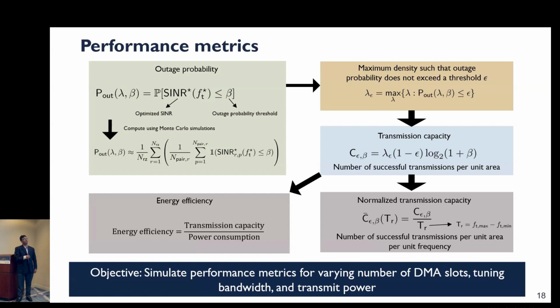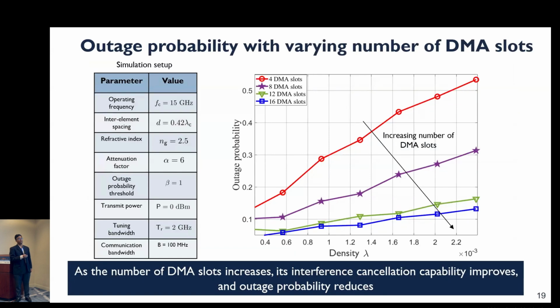Let's look at the simulation of outage probability with respect to number of DMA slots. So in this figure, on the x-axis we are varying the density lambda, which is the density of the TX-RX pairs expressed in the network, and on the y-axis we have the outage probability. So as we increase the density of the number of TX-RX pairs, obviously the outage probability will increase because there are more interferers. The interesting trend to observe here is that as we increase the number of slots on the DMA, we see that the outage probability reduces.